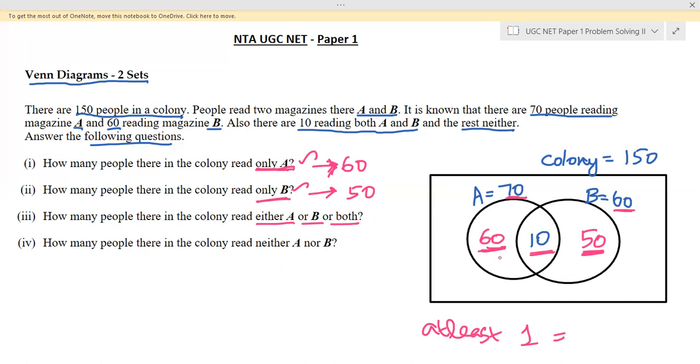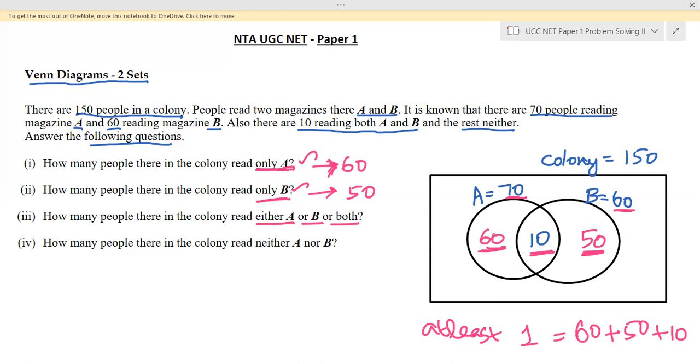It's very simple to answer. We have the individual values. So 60 plus this 50 plus this 10 would give the answer for this question. Because I know that clearly there are 60 people reading only A, 50 people reading only B. So we have got how many people are reading exactly one magazine. Here 60, here 50. And we should include this 10 also because these people are also reading magazines. There are 10 people here who are reading both.